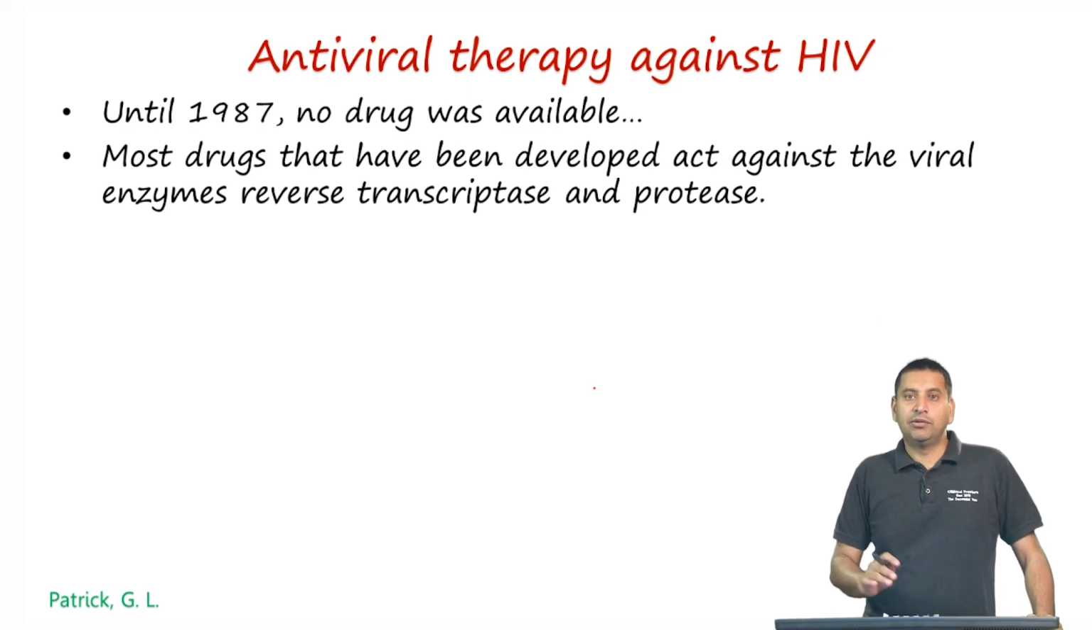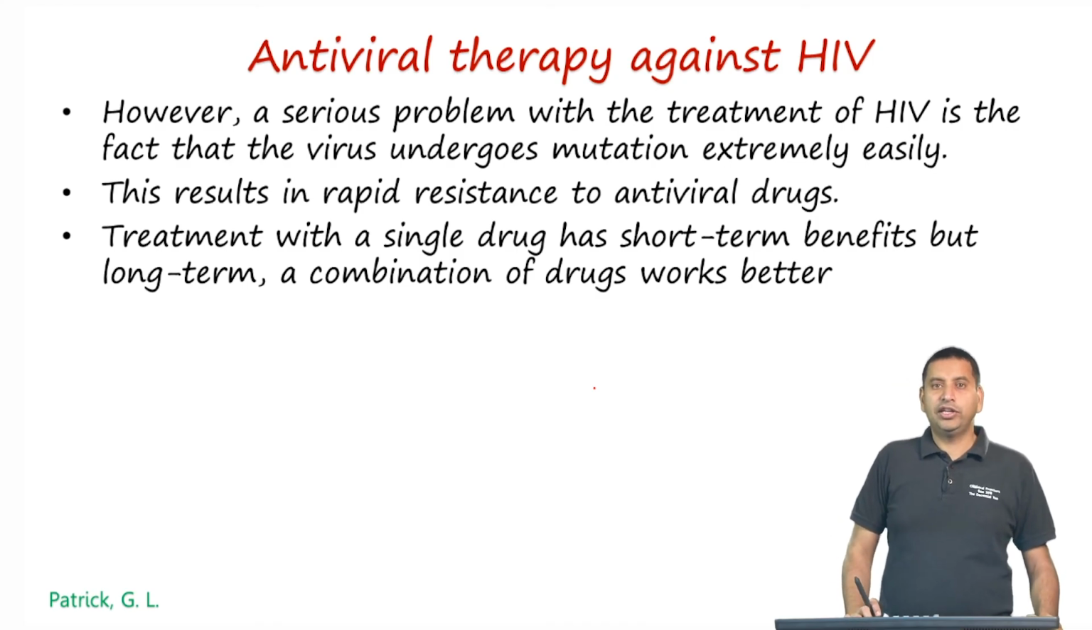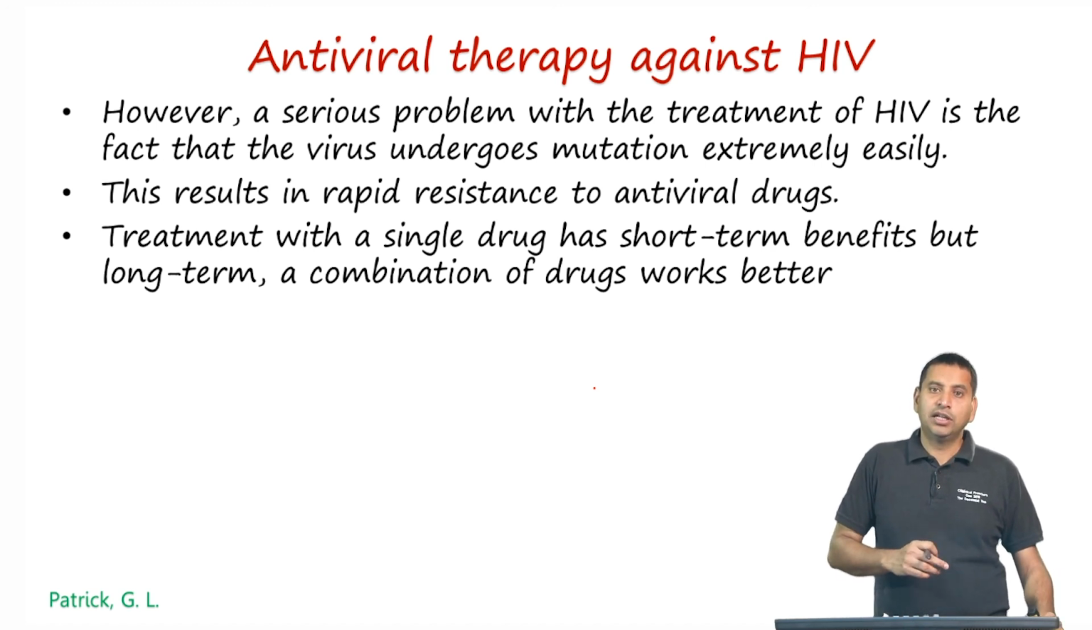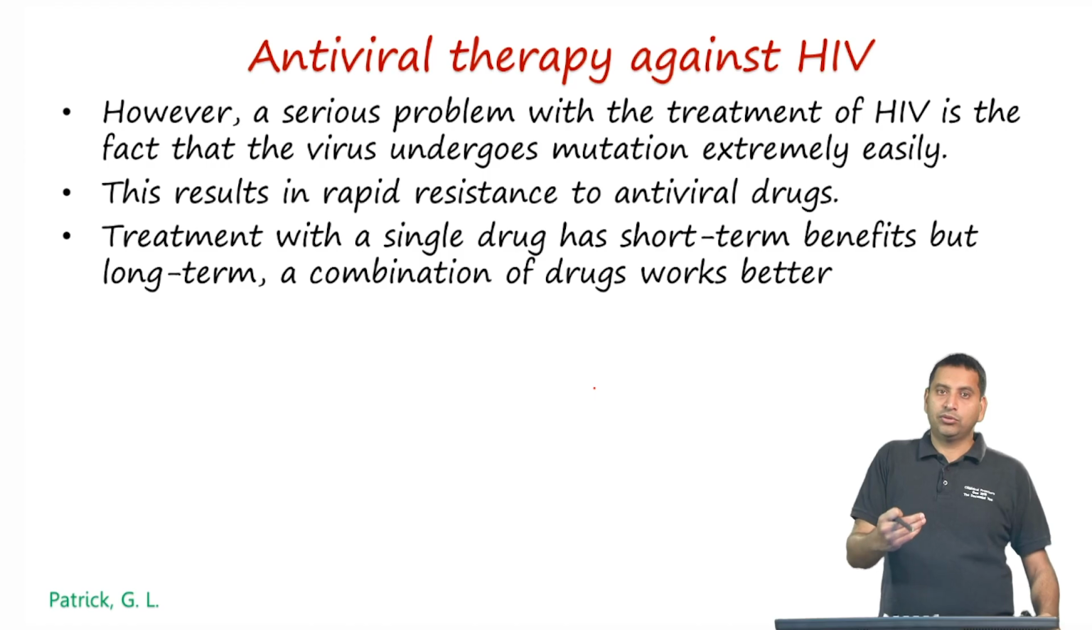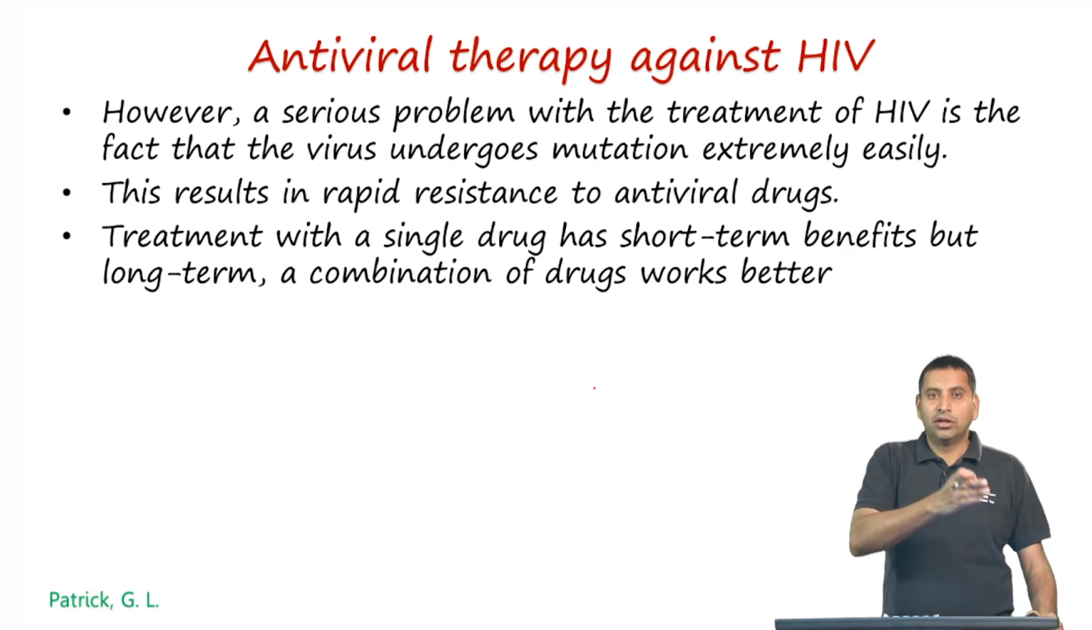Until 1987, there was no drug available against HIV. Most drugs have been developed to act against the viral enzymes reverse transcriptase and protease. However, a serious problem with the treatment of HIV is that the virus undergoes mutation extremely easily. Once a drug has been introduced, there is going to be rapid resistance developed to the antiviral drug. Therefore, treatment with a single drug can have short-term benefits.